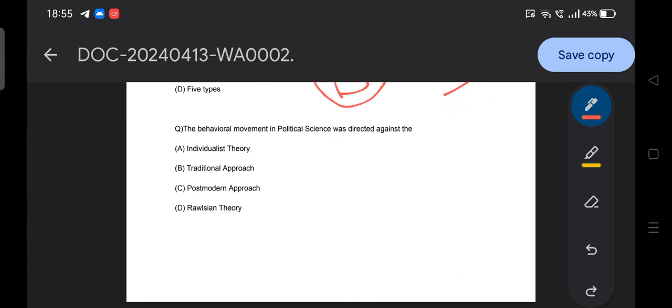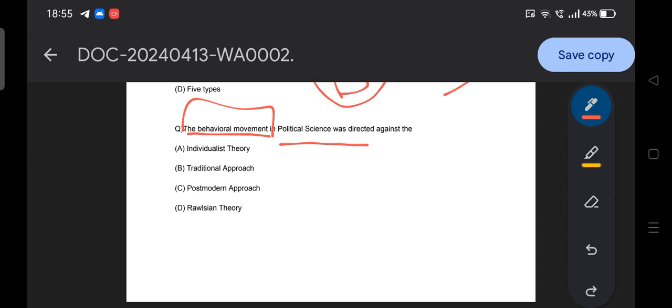Moving to the next question. The behavioral movement in political science was directed against which? Option A, individual theory, B, traditional theory, C, postmodern approach, D, Rawlsian theory. You can provide the answer.